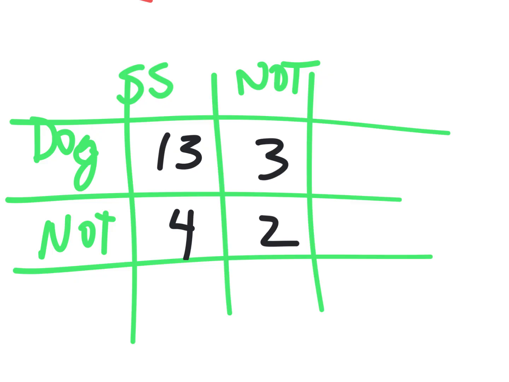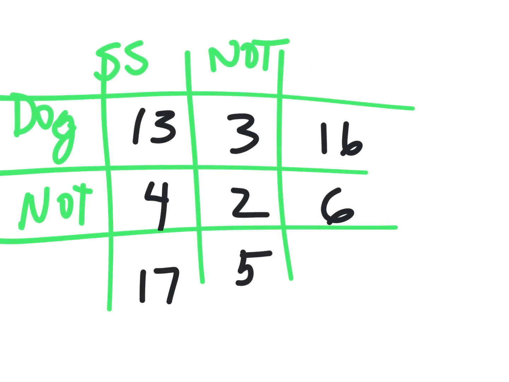Okay. And then you can add them all up. That's going to be 16. That's going to be 6. That's going to be 17. That's going to be 5. But when you put them all together, it should be 22 either way. Are you with me on how I got the chart?